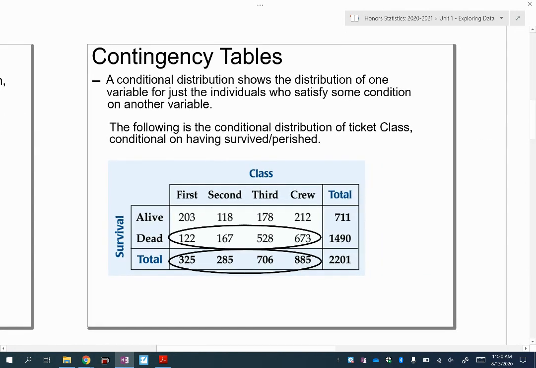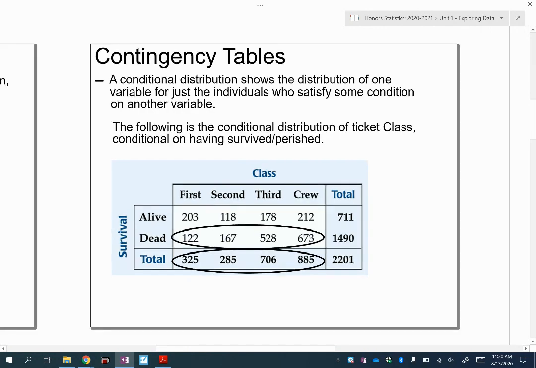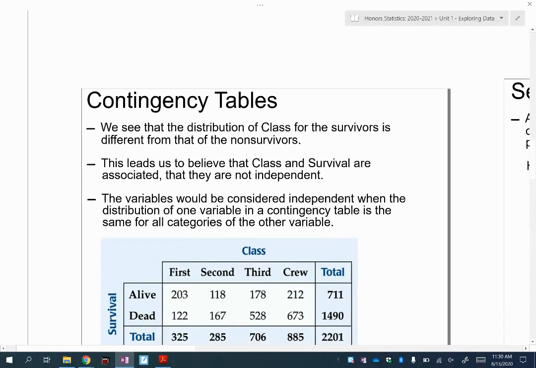For the conditional distributions, this is kind of getting more information. So they're saying, okay, if we look at the variable survival and we look at just those that died, what is the breakdown by ticket class? That allows you to get more information, kind of drill down a little bit more into the difference in death rate based on their ticket class.